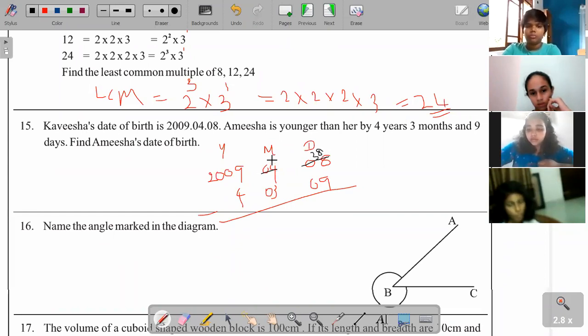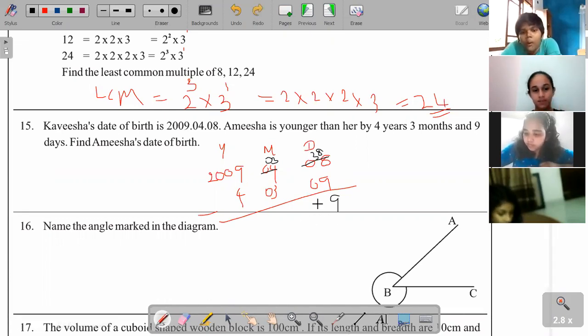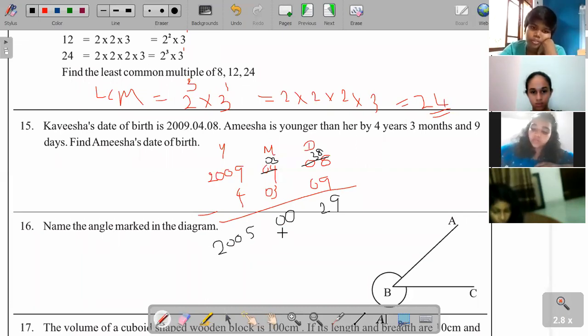This one should be 3. Now you subtract. Okay, 38 minus 9. What is the answer? 18 minus 9, 9. 2 minus 0, 2. 29 days. 3 minus 3, we can subtract, 0. Look at this. 9 minus 5, 4. So the answer is 2005, 0, 29.